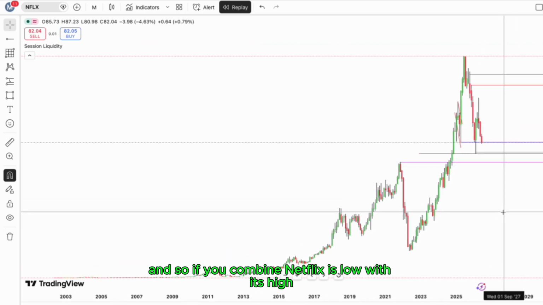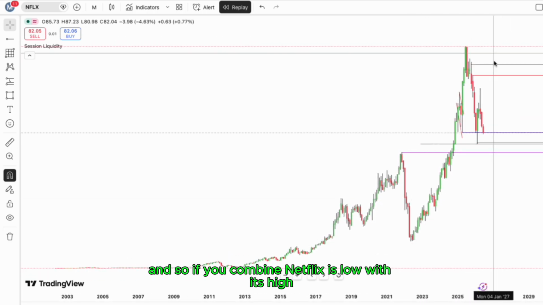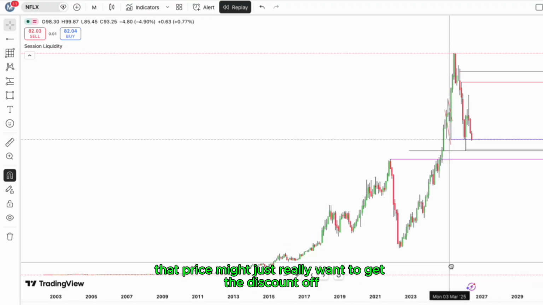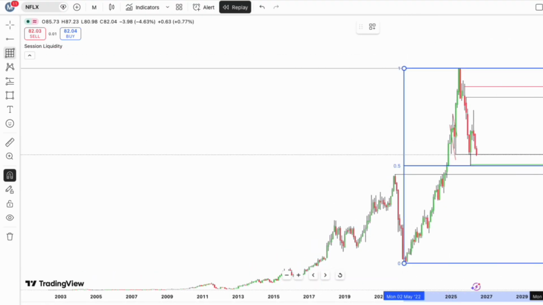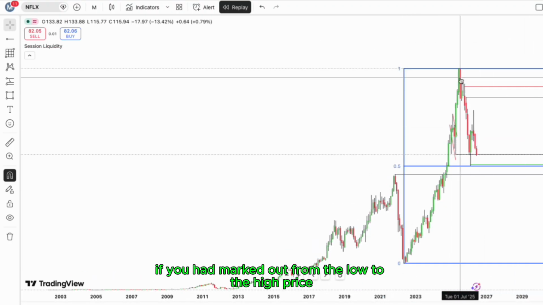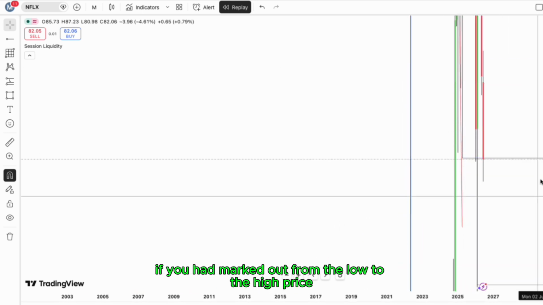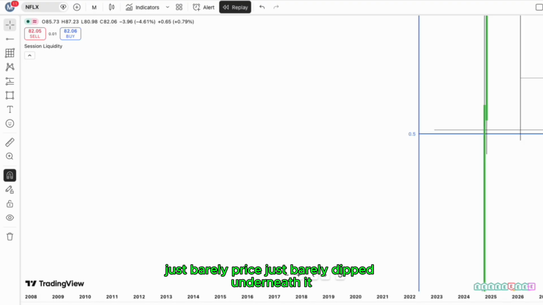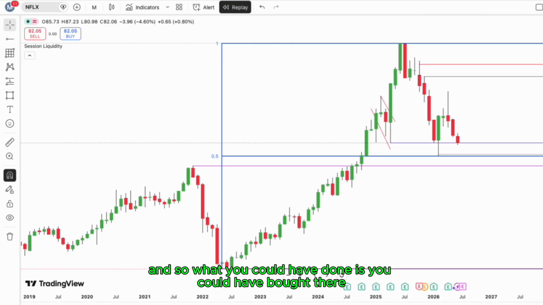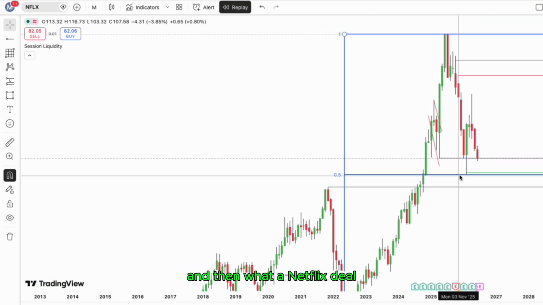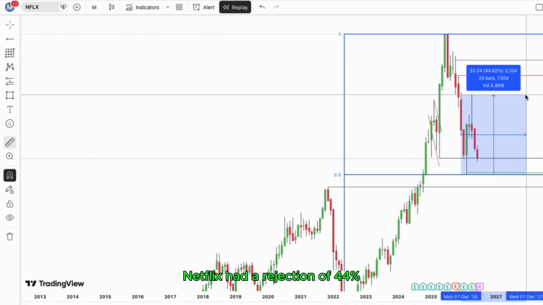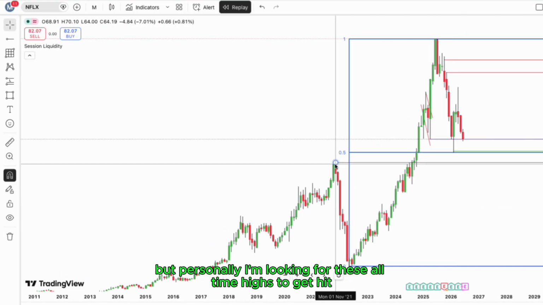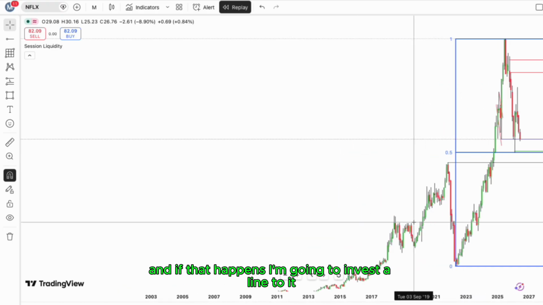And so if you combine Netflix's low with its high, this is a super imbalanced price range that price might just really want to get the discount of. And as you could see, if you would have marked out from the low to the high, price just barely dipped underneath it. And so what you could have done is you could have bought there. And then what did Netflix do? Netflix had a rejection of 44%. But personally, I'm looking for these all-time highs to get hit. And if that happens, I'm going to invest a lot into it.